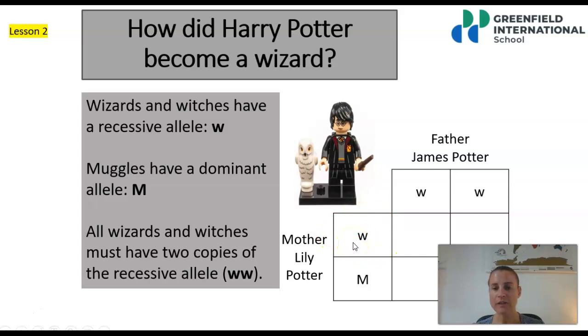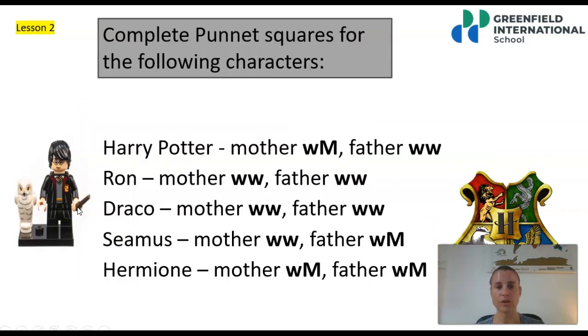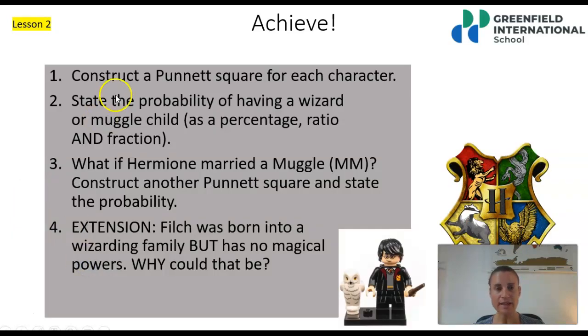Okay, so I want you to have a go at this genetic cross here, and then say which one of these offspring is Harry, if you can say the phenotype of each of those offspring. Then I want you to go through and complete Punnett squares for the following characters. It tells you about the alleles for each one all the way through. Just on this last slide, it's telling you what you can do, so you can construct a Punnett square for each character. You can state the probability of having a wizard or a muggle child for each one.